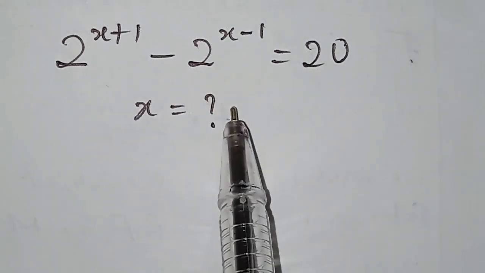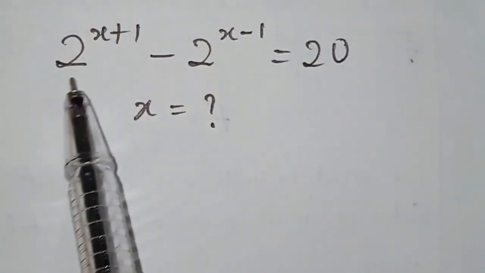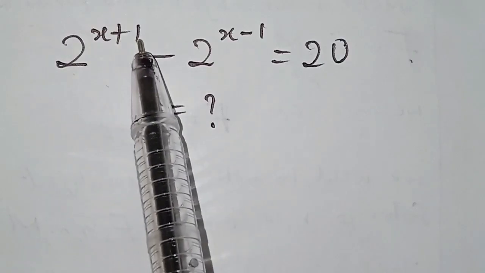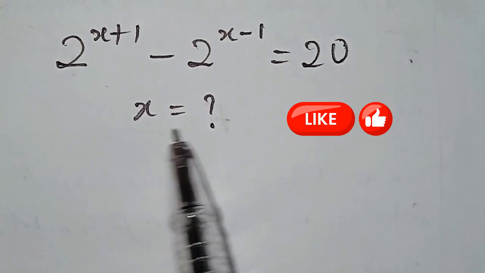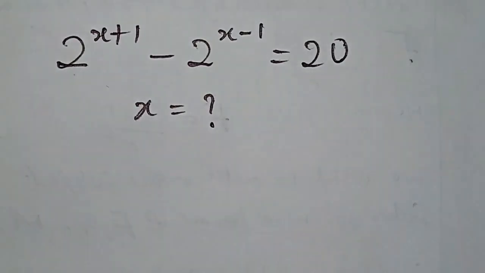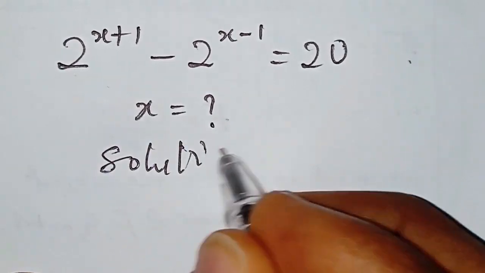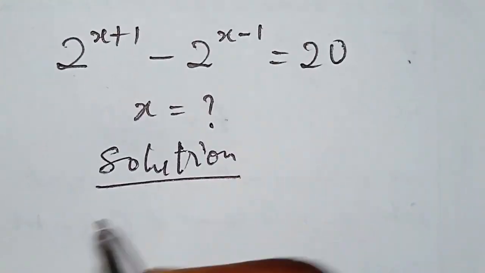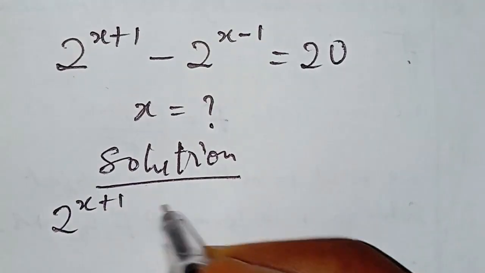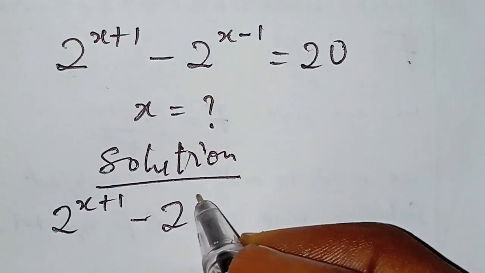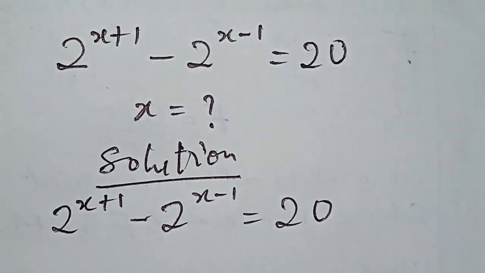We are going to look at this question: how to solve this algebraic expression, 2 raised to power x plus 1 minus 2 raised to power x minus 1 equal to 20. What is x? So to find x, the first thing we need to do is solution. From our question, 2 raised to power x plus 1 minus 2 raised to power x minus 1 equal to 20.